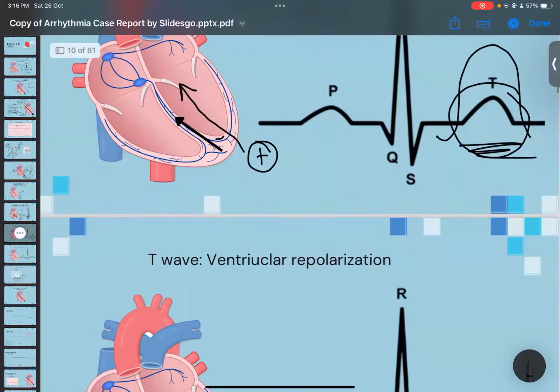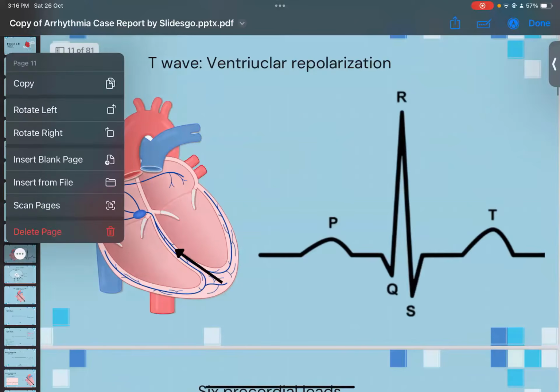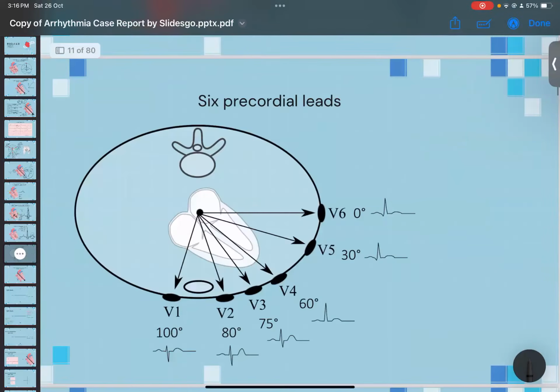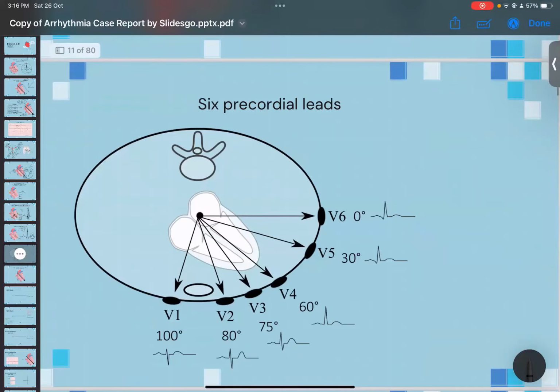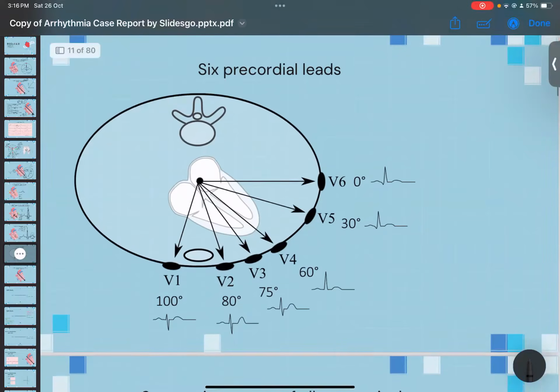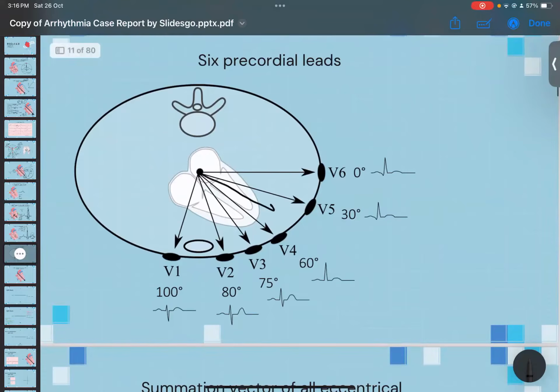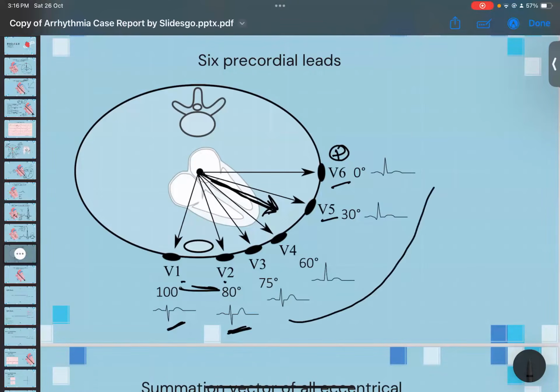Right, so now in terms of the PQRS and T on the 6 precordial leads, as you can see, this is a summation vector, and the summation vector points directly positive to leads V6, V5, V4, and a bit of V3. But then you can see that for the anterior leads, in particular V1 and V2, the summation vector is quite far away from them, so that's why you don't get strong positive deflections in these. But as you move upwards towards V6, the positive deflection continues to rise.